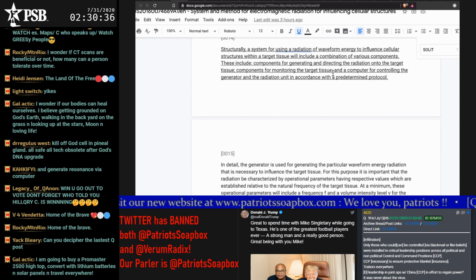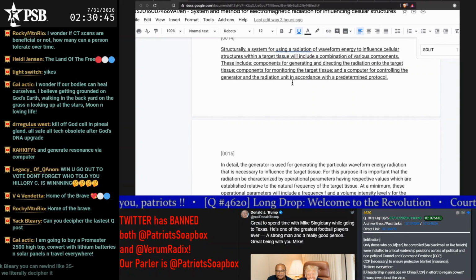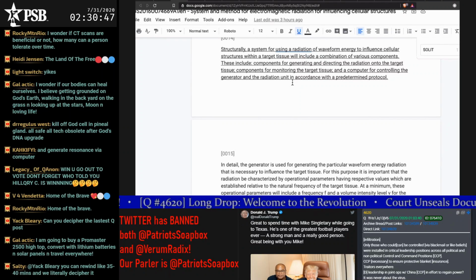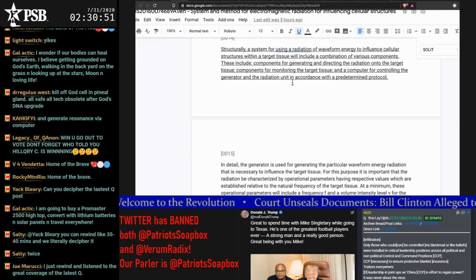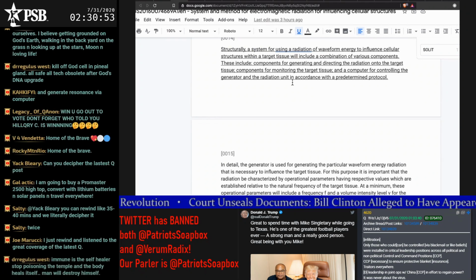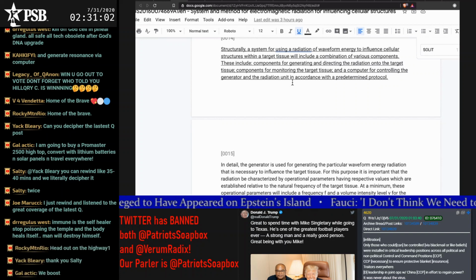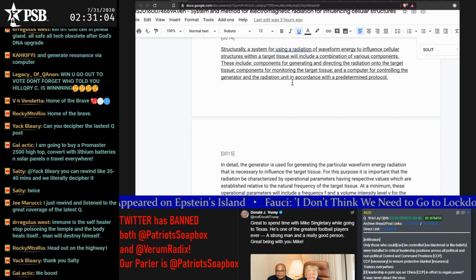Components for monitoring target tissue, and a computer for controlling the generator and the radiation unit. So that could be anything in the cloud. It could be your cell phone. It could be Wi-Fi. Google has patents to actually overtake other transmitters, other smart connected devices. Google can take over their transmission protocols and use them as radar fields, as well as allow them to continue to communicate. Google has those patents as well.